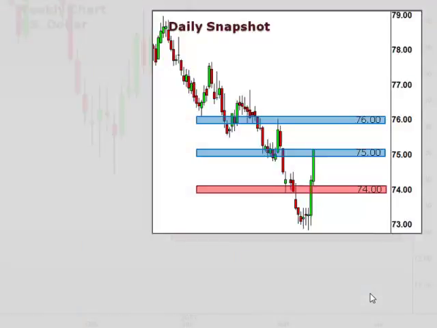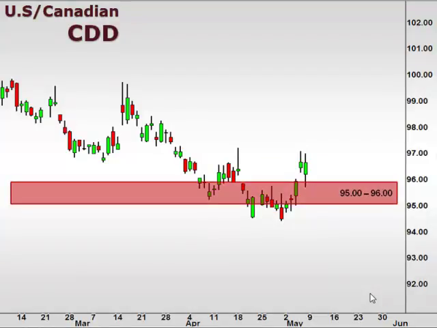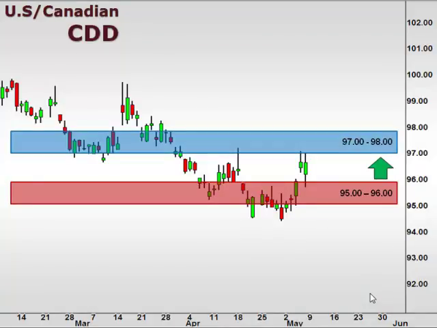Let's take a quick look at the daily chart. Now, the daily chart reflects the two-day reversal closing at 75 with the next upside resistance sitting at 76. Next up, the CDD, the U.S. versus the Canadian dollar. Well, the CDD staged a strong reversal, breaking back above the 95.96 focal zone. Now, 97.98 may act as a near-term resistance to the upside.